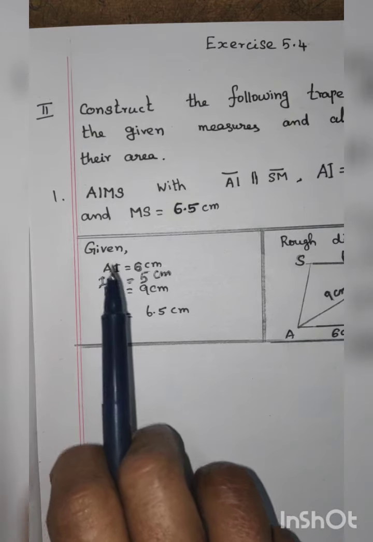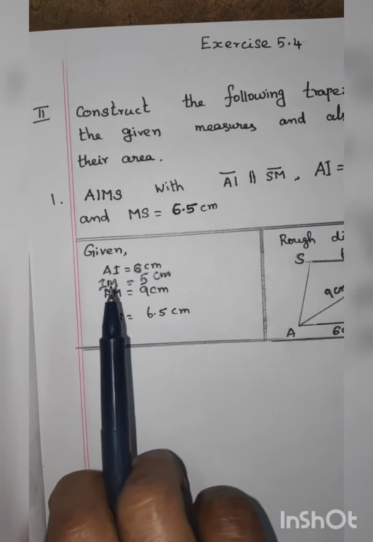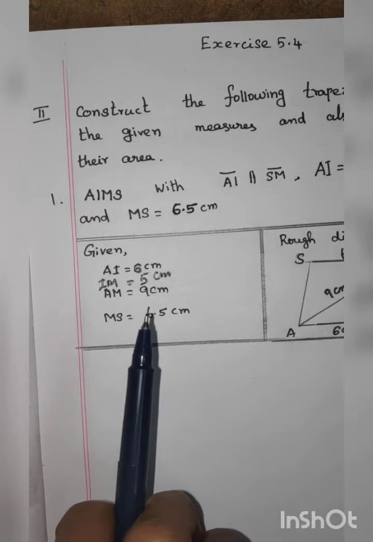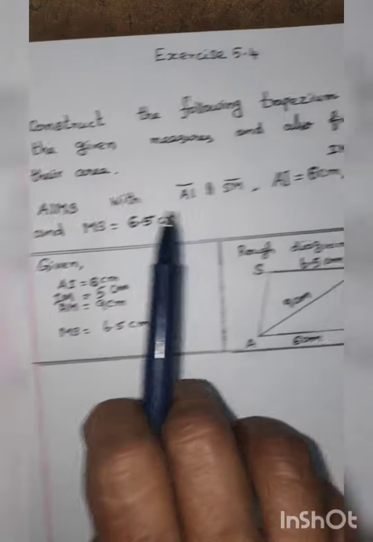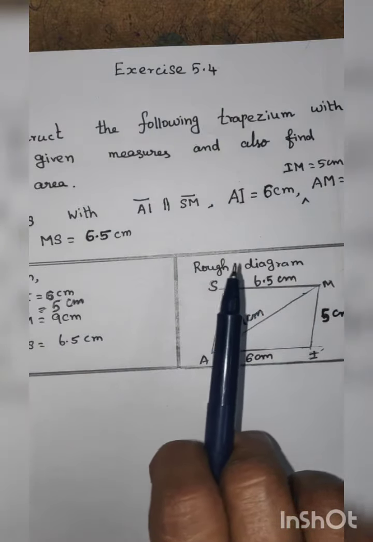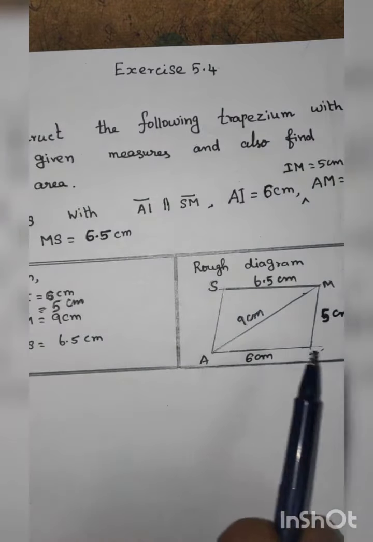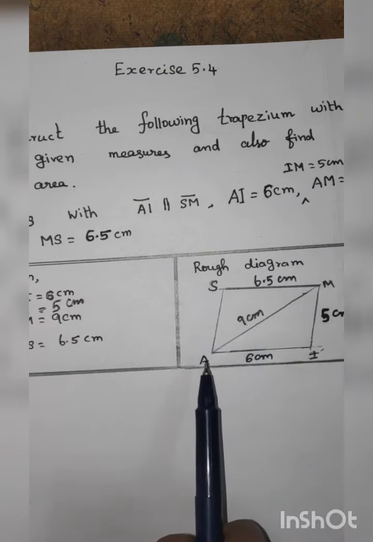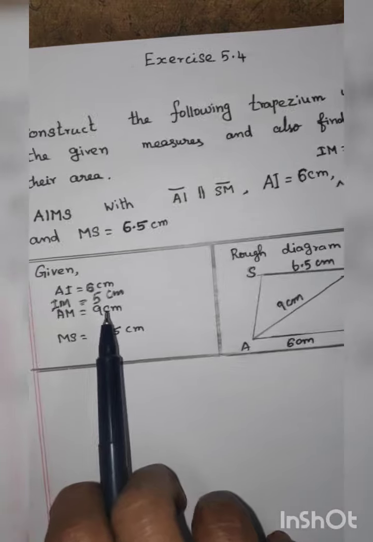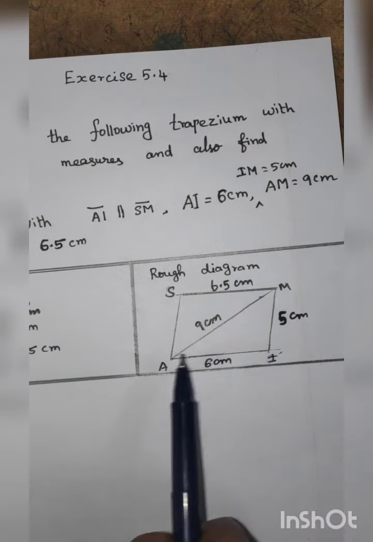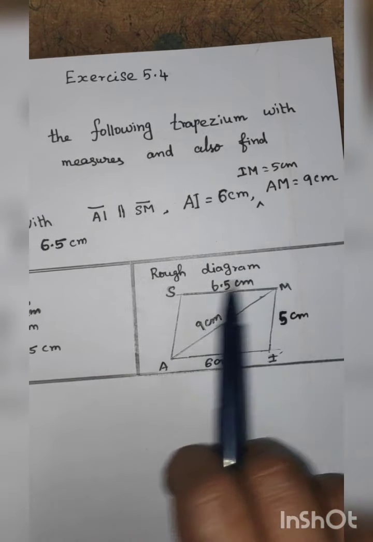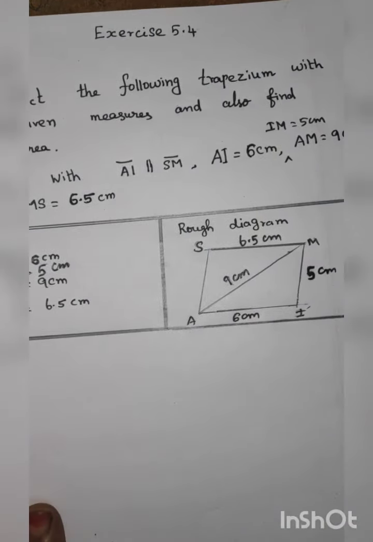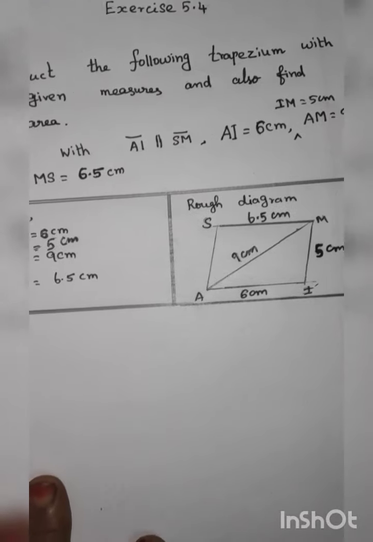Given the measurements, AI equal to 6 centimeter, IM equal to 5 centimeter, AM equal to 9 centimeter, and MS equal to 6.5 centimeter. Whatever is given, first you write. First draw the rough diagram. Simply draw one diagram, AIMS. Write those points: AI equal to 6 centimeter, IM equal to 5 centimeter, AM equal to 9 centimeter, SM equal to 6.5 centimeter. Now you draw the trapezium. Now start.